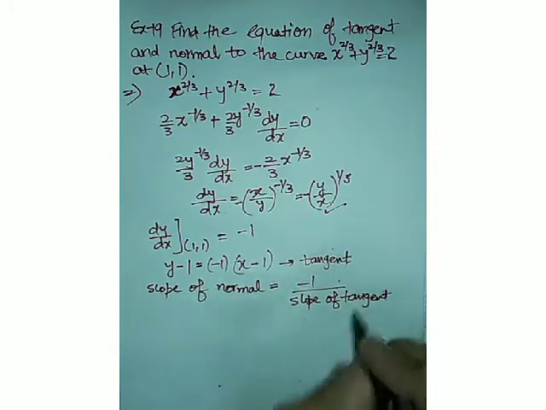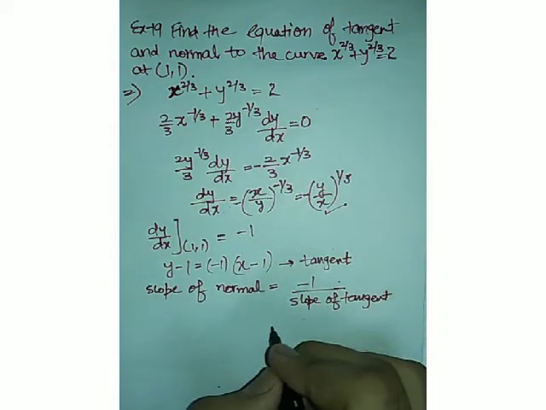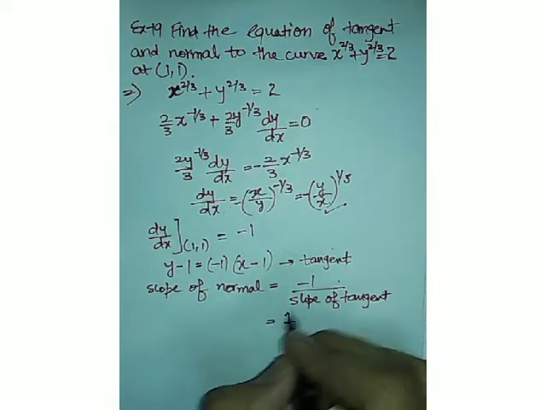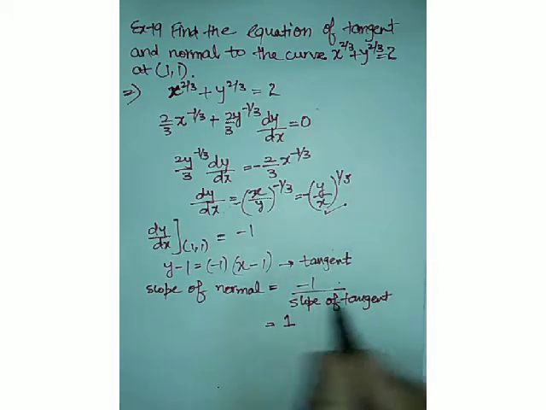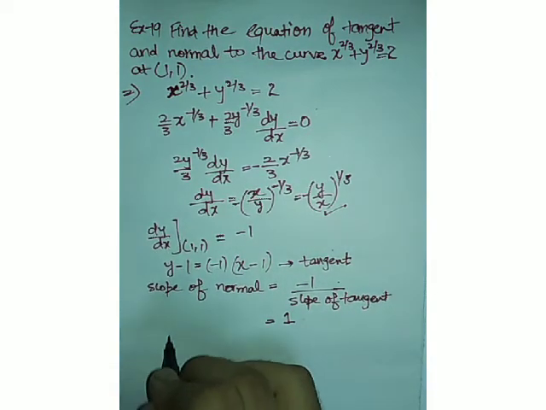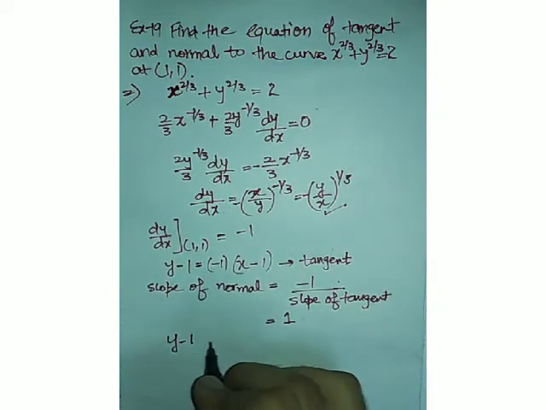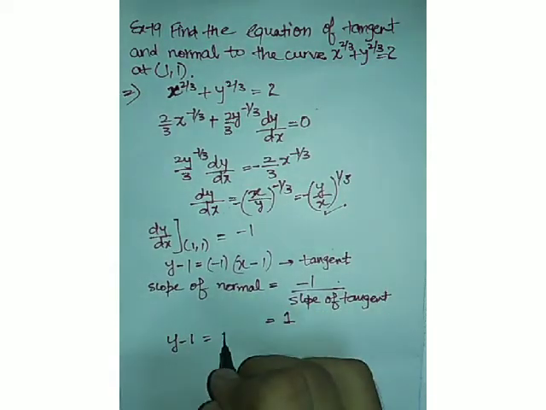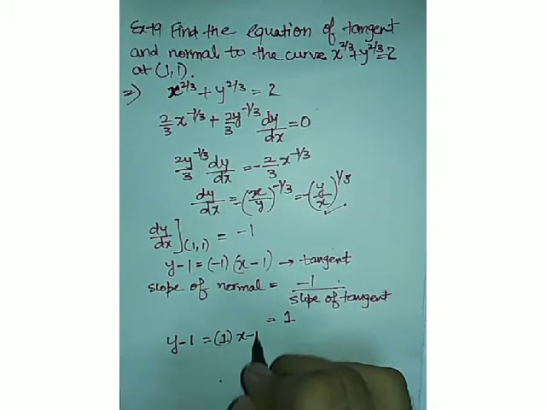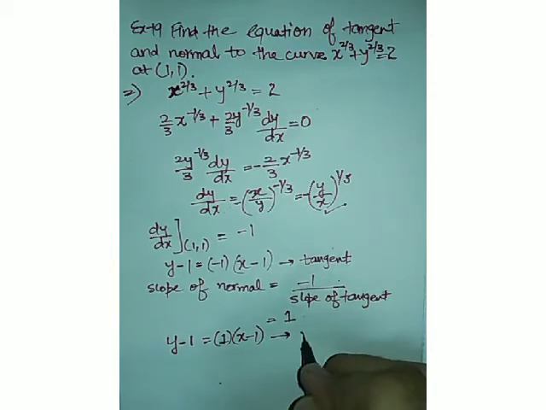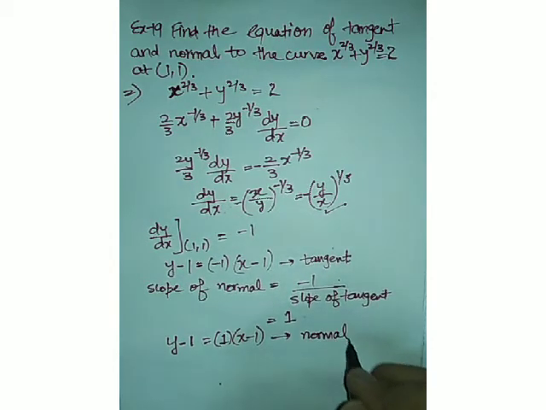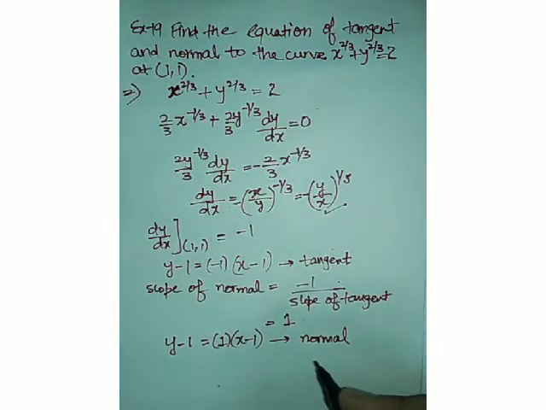That is minus 1. When it is reciprocated and the minus is multiplied, you will get 1 only, because minus 1 upon minus 1 is 1. So the equation of normal will be y minus y naught equals slope, which will be 1 only, times x minus x naught. This is the equation of normal. This is how you can find the equations of tangents and normal.